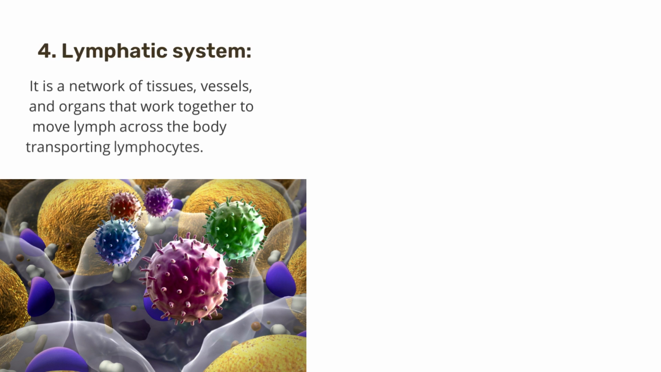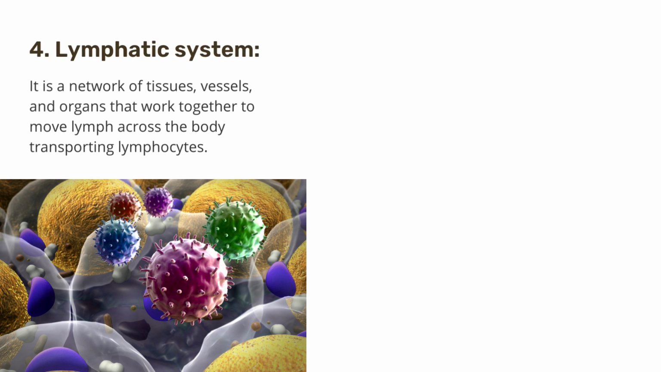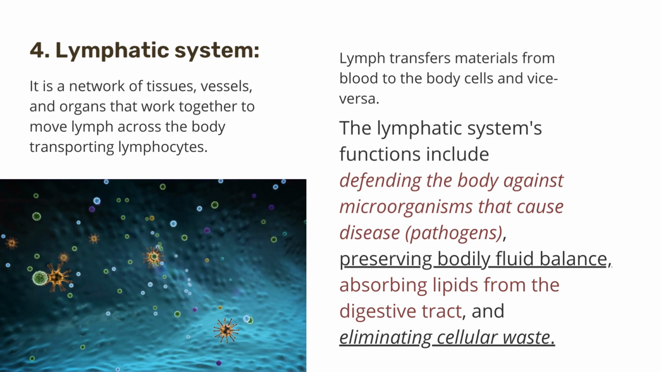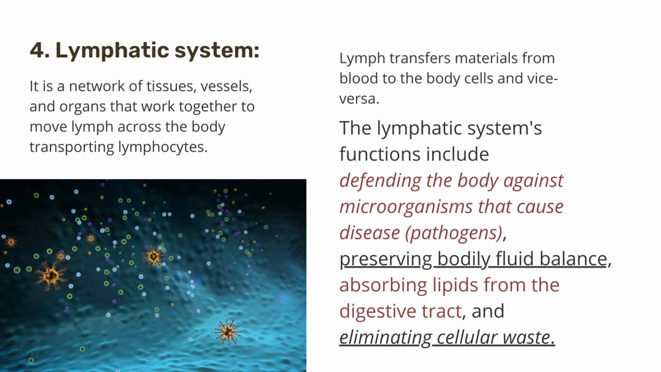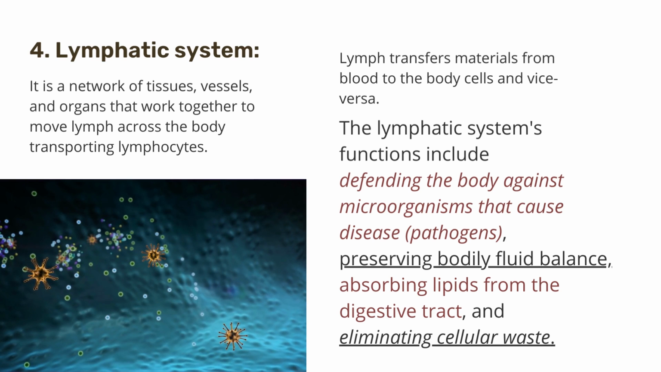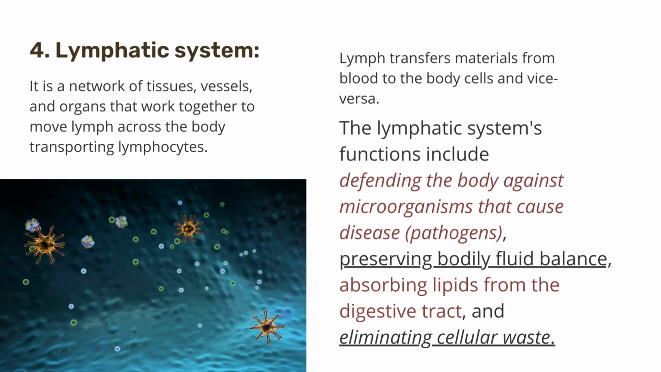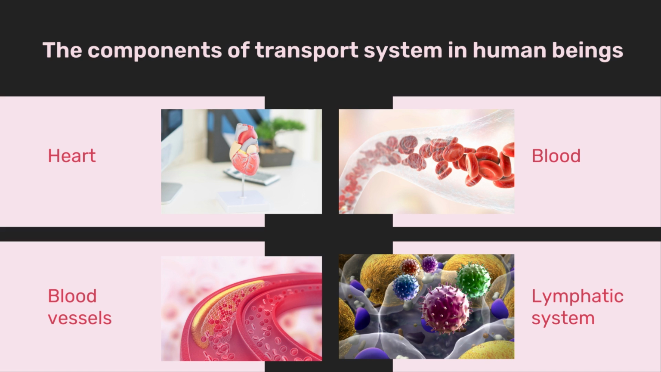And lastly, we have the lymphatic system. As we know, it is a network of tissues, vessels, and organs that work together to move lymph across the body, transporting lymphocytes. Lymph transfers materials from the blood to the body cells and vice versa. The lymphatic system's functions include defending the body against microorganisms that cause diseases, preserving body fluid balance, absorbing lipids from the digestive tract, and eliminating cellular waste. So these were the components of the transport system in human beings.